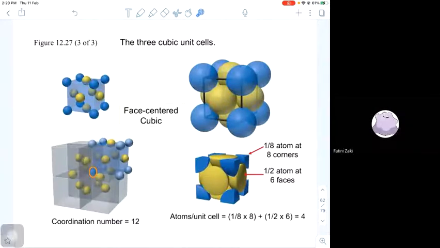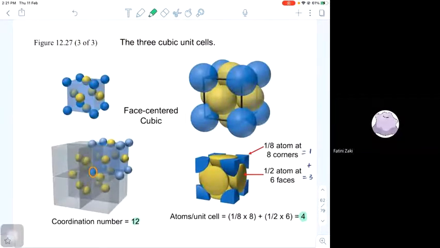If we want to know how many atoms per unit cell, then 1/8 multiplied by 8, that is for the particles at the corners, and then 1/2 multiplied by 6 faces of the cube, so that it will be equal to 1 plus 3, so the total will be 4 particles per unit cell. Then we look at the coordination number: this face-centered cube has the highest coordination number, which means that it is the most packed one as compared to the other two.